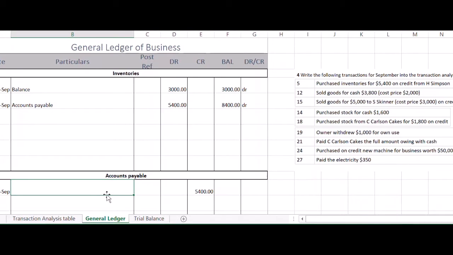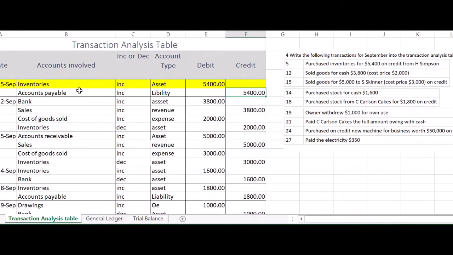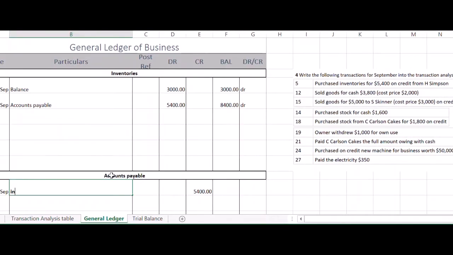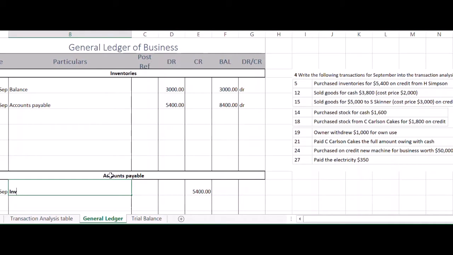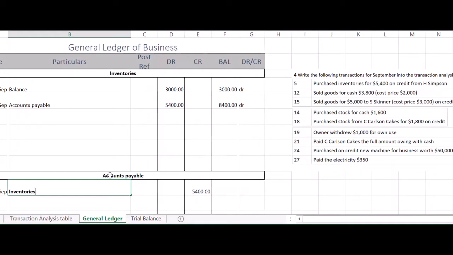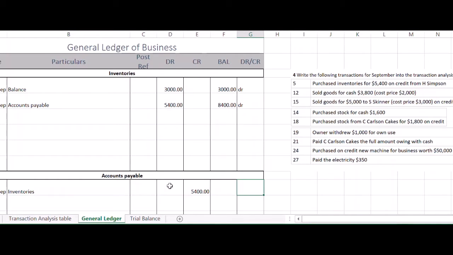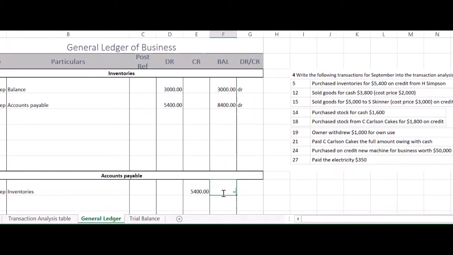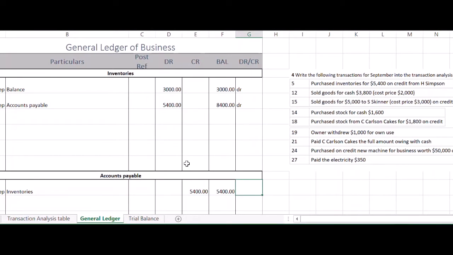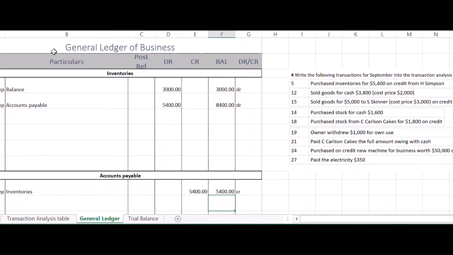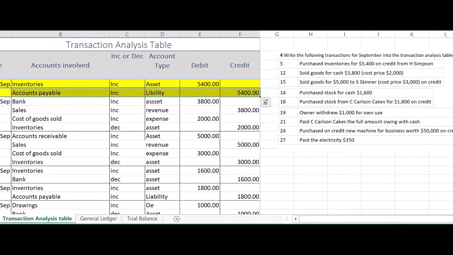In the particulars, I'm going to write what I was purchasing, or the other account in the transaction, which is your inventories. The balance, since it's only one item in here, it's going to be $5,400. That's how much in total we owe. More money is on the credit side, so I'm going to write credit. So I finished this transaction. It is a 2 account transaction transferred to the general ledger.